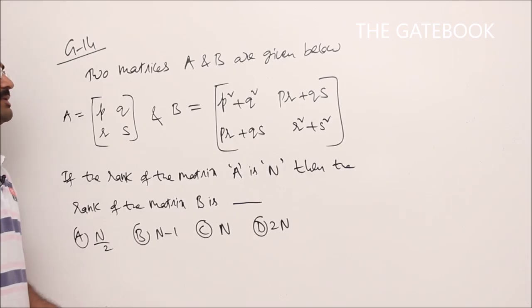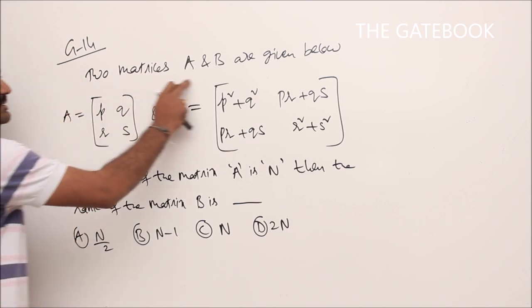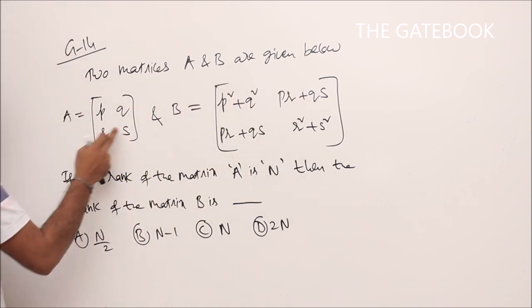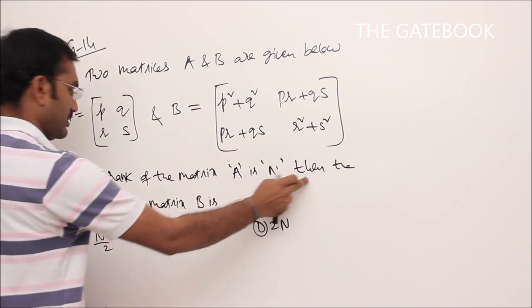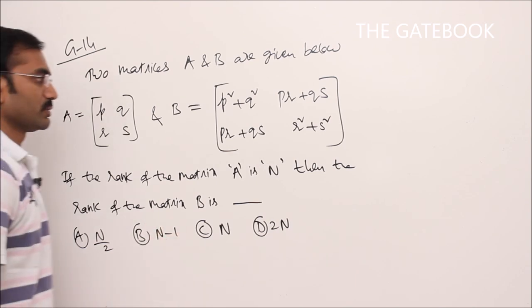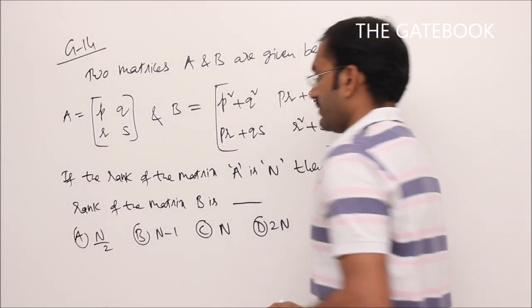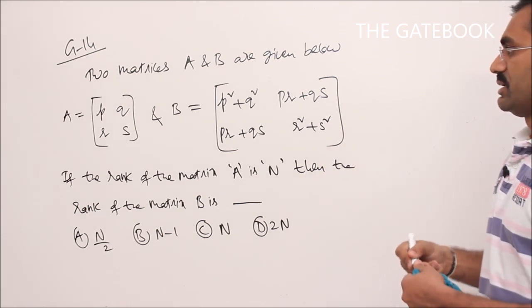Consider one GATE problem regarding the rank. This is given in GATE 14. Two matrices A and B are given below. A is equal to [P Q; R S], B is that one. If the rank of the matrix A is n, then the rank of the matrix B is given by options A, B, C, D. So given the rank of A is n, we need to find the rank of matrix B.